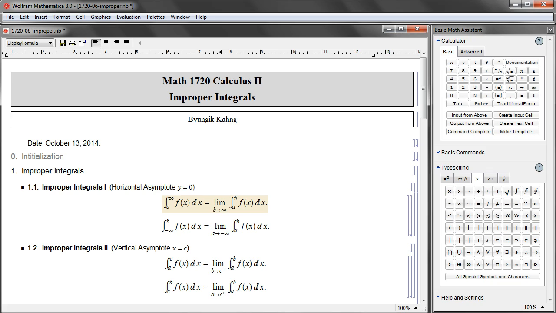The other one is defined similarly. If you fix arbitrary b, then this integral from a to b of f of x dx is valid because this is a continuous function defined in a closed and bounded interval a to b. So this one has a value, and for each value, which will depend upon b, we're going to take the limit as b going to infinity.